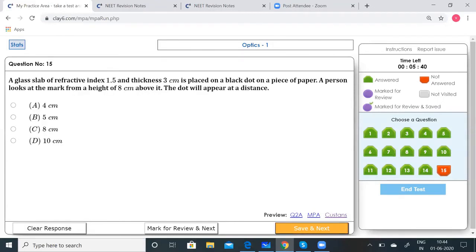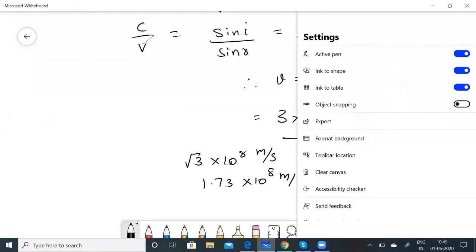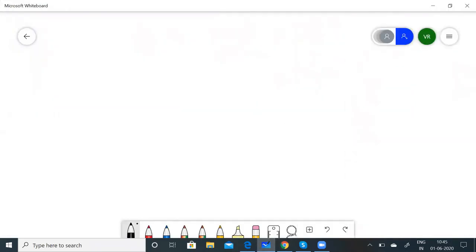Go to the next. A glass slab of refractive index 1.5 and thickness 3 centimeters is placed on a black dot on a piece of paper. A person looks at the mark from a height of 8 centimeters above it. The dot will appear at a distance of what? This is very easy, children. We all know that apparent depth is equal to real depth by mu.